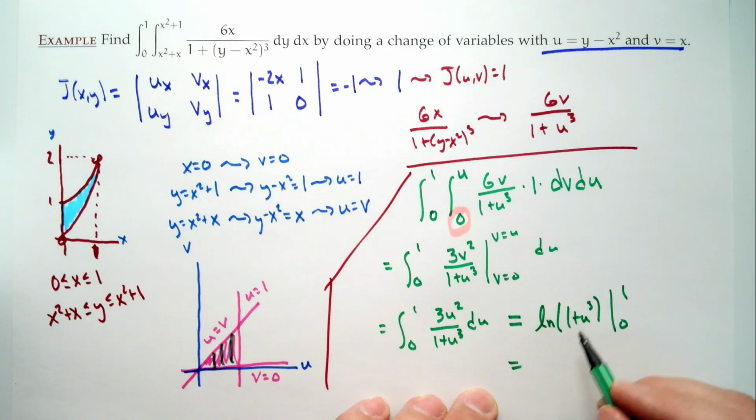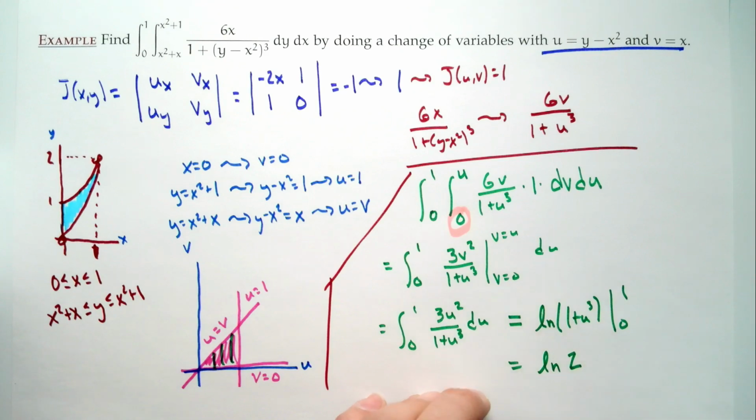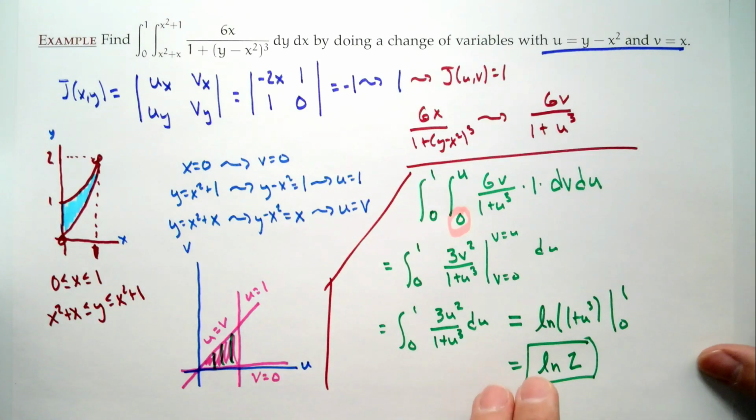And you evaluate: plug in 1, you get natural log of 1 + 1, known as natural log of 2. Plug in 0, you get natural log of 1 + 0, which is natural log of 1, which is 0. And so there's our answer: natural log of 2. Good. Easy. All right. Good warm-up. Let's try something a little more interesting.